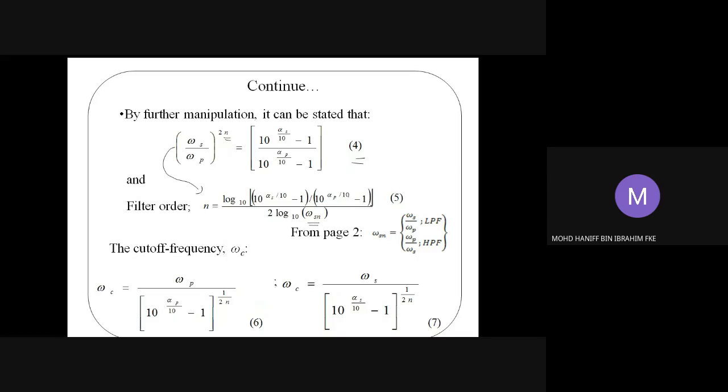Okay, so in this lecture, our emphasis is on the low pass Butterworth filter. For that particular case, our omega sn in equation 5 will be omega s over omega p, which is for the low pass Butterworth filter. Then we can calculate, and we can have two values of cutoff frequencies.